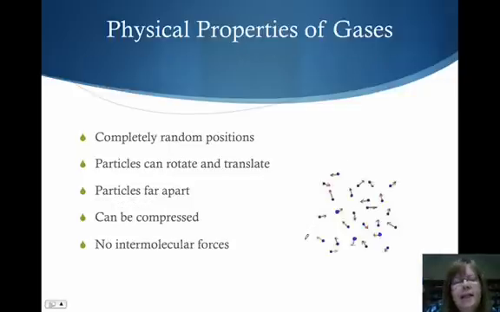All right, well, let's look at gases. There are completely random positions, and here the little blue dot is the gas molecule, and the arrows are just showing this one's taken off in this direction, this one's going in this direction, and so forth. The particles can rotate and they can translate, so that's what this arrow is. These particles are moving around. They're far apart, and because of that, you can compress gases. So you could put pressure on them, and you could make these molecules get closer together. That's what it means to compress them. And there are no intermolecular forces in what we would call an ideal gas.